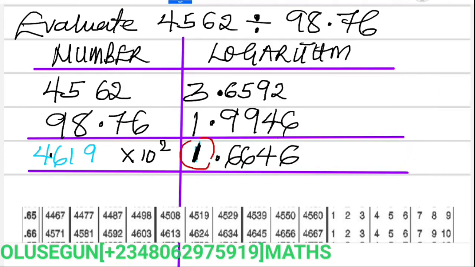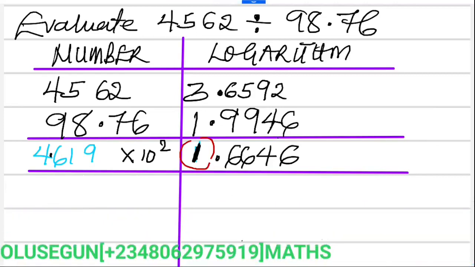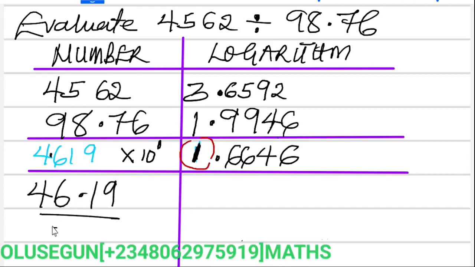So let's try to take the logarithm back. So you know it's 4.619 times 10 to the power 2. 10 to the power 1. As I've said, what is here will be raised to the power 10 to the power 1. So you now put the 1 here. Your final answer is now 46.19. So this is the final answer. So it means that by the time you divide 4562 by 98.76, it will give you 46.19.